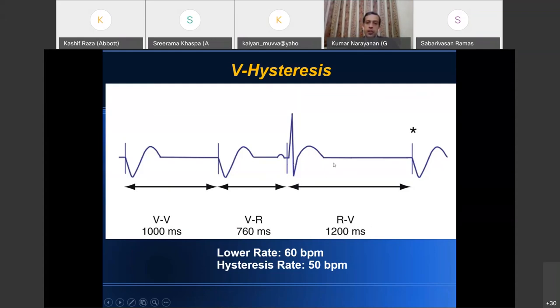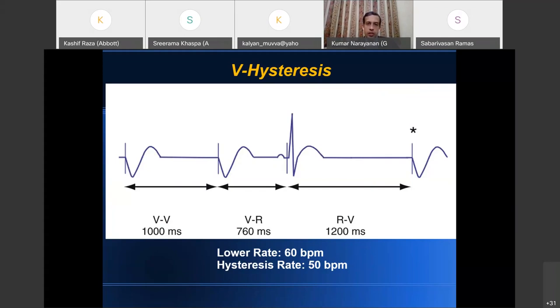So here, it waited for 1200 milliseconds. And when nothing happened, it then gave a pacing. Now, what's going to happen after this paced beat? It is again going to switch back to its lower rate interval because this is not an intrinsic event. On the other hand, suppose that you had another intrinsic event at 1100 milliseconds. Remember, 1100 is longer than your lower rate interval. But it is within the hysteresis interval. So you had an intrinsic depolarization here at 1100 milliseconds, then again, it's going to wait for its hysteresis interval to elapse, 1200.